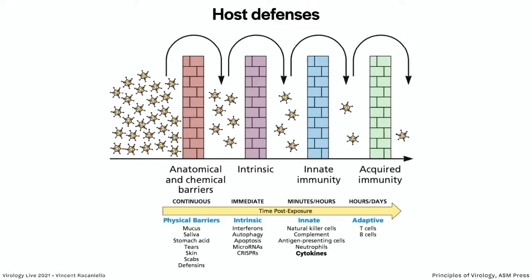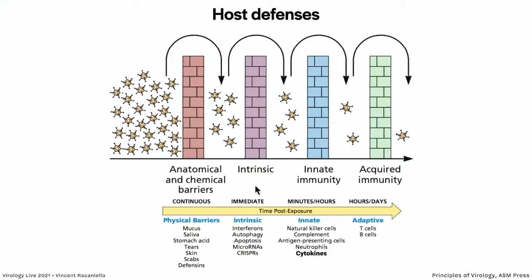We have host defenses, which can be visualized as a series of barriers or walls, as they are shown here. We have many viruses entering a host, and they will initially encounter anatomical and chemical barriers. Of course, these are always present, and they include mucus on respiratory and gastrointestinal and other epithelial cells, saliva, stomach acid, tears, skin, of course, a major barrier, the outer layer being dead scabs, defensins, antiviral and antimicrobial proteins produced by the skin microbiome. And so that is quite an effective barrier, but of course can be breached, and some viruses will get past it.